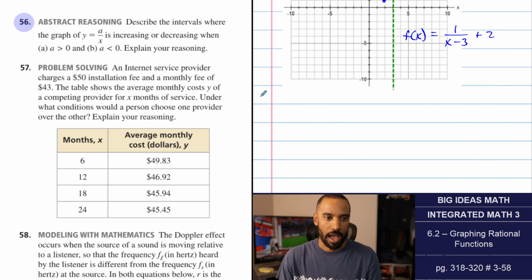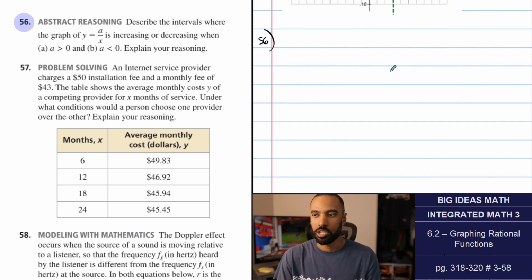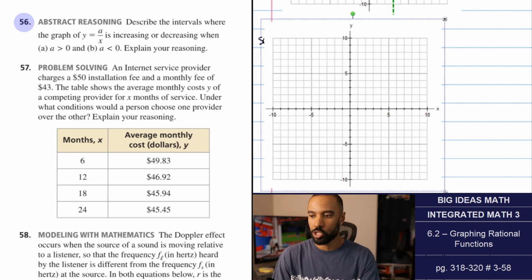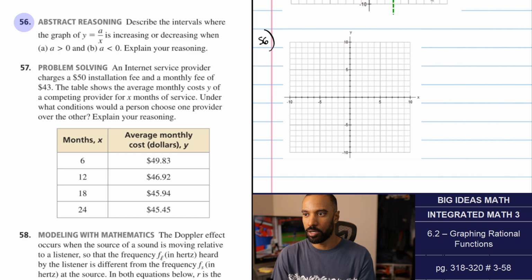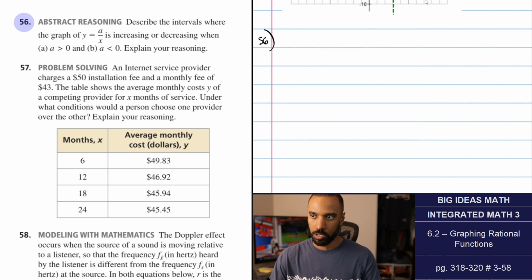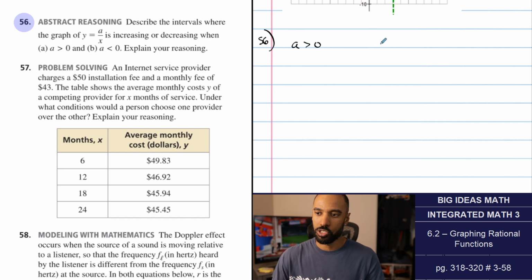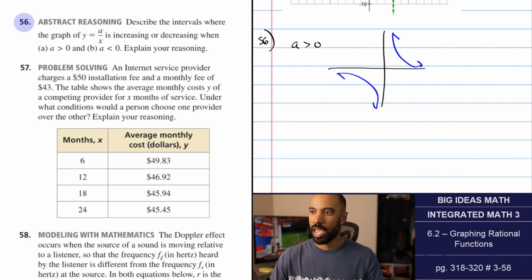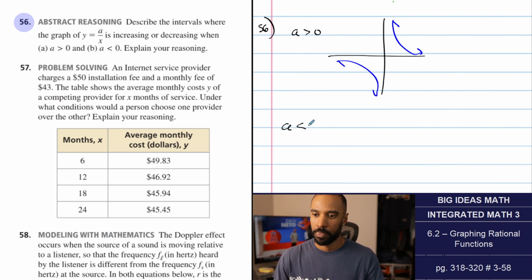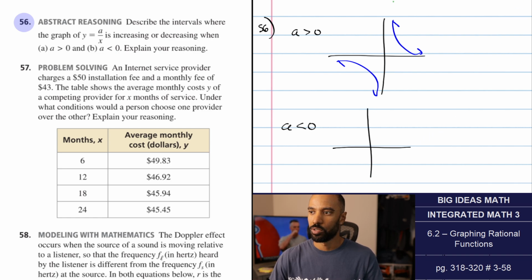Describe the intervals where the graph of y equals a over x is increasing or decreasing when a is greater than 0 and a is less than 0. Explain your reasoning. So it doesn't matter what it does if a is positive or negative. But let's do generic graphs. When a is greater than 0, we're looking at graphs that do this, positive. And when a is less than 0, we're looking at graphs that do this.